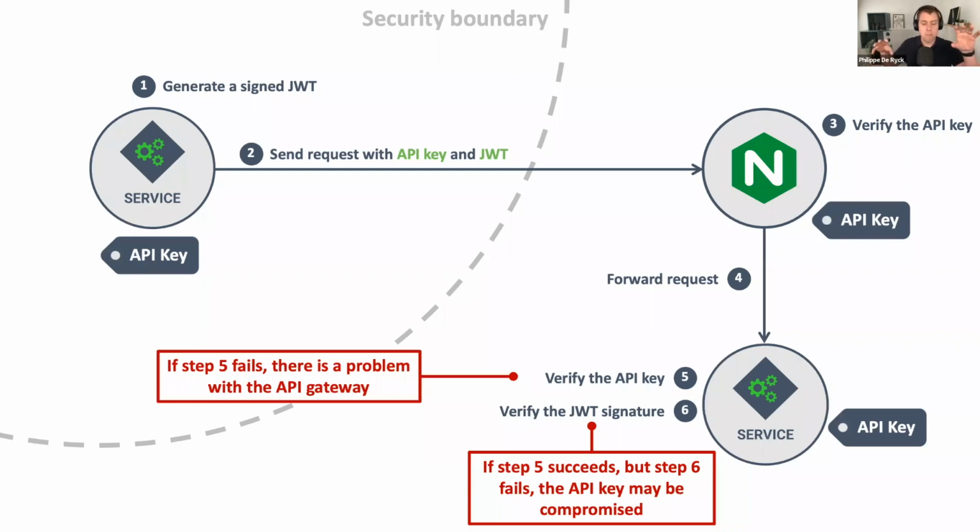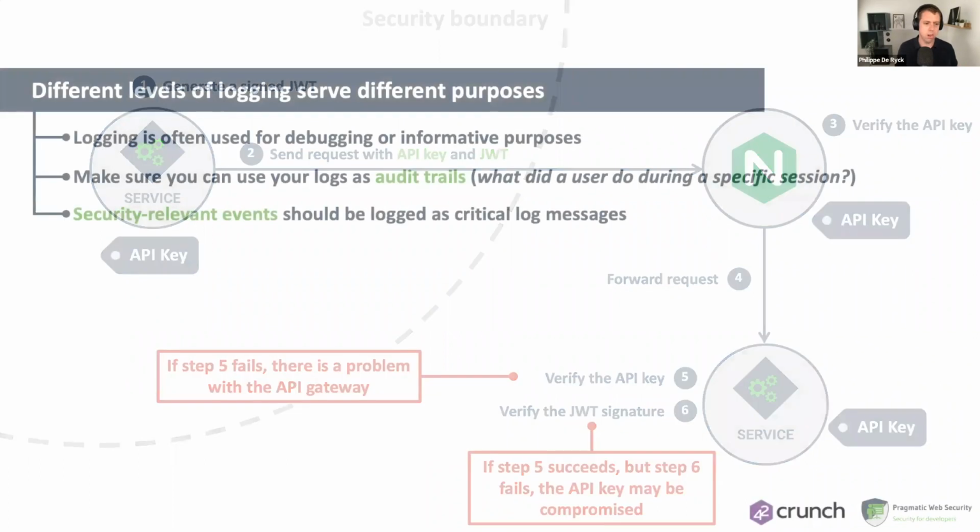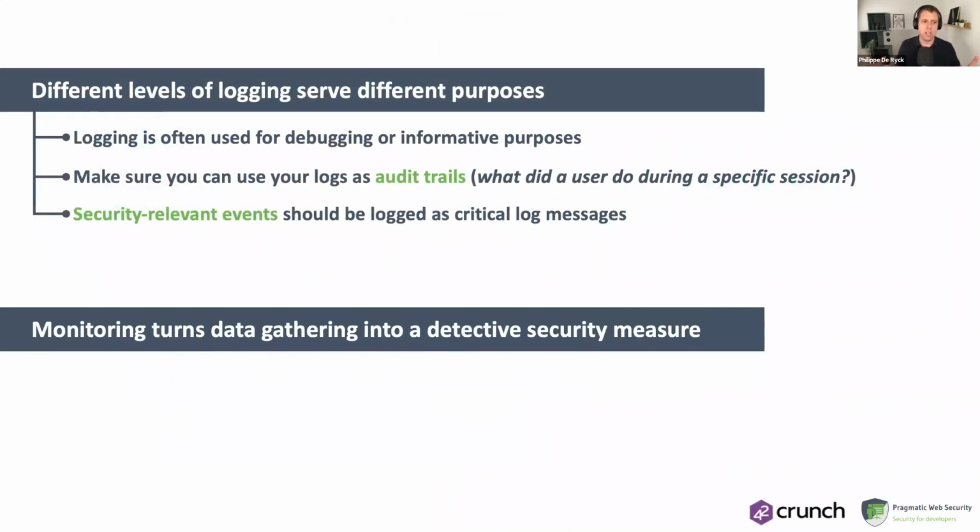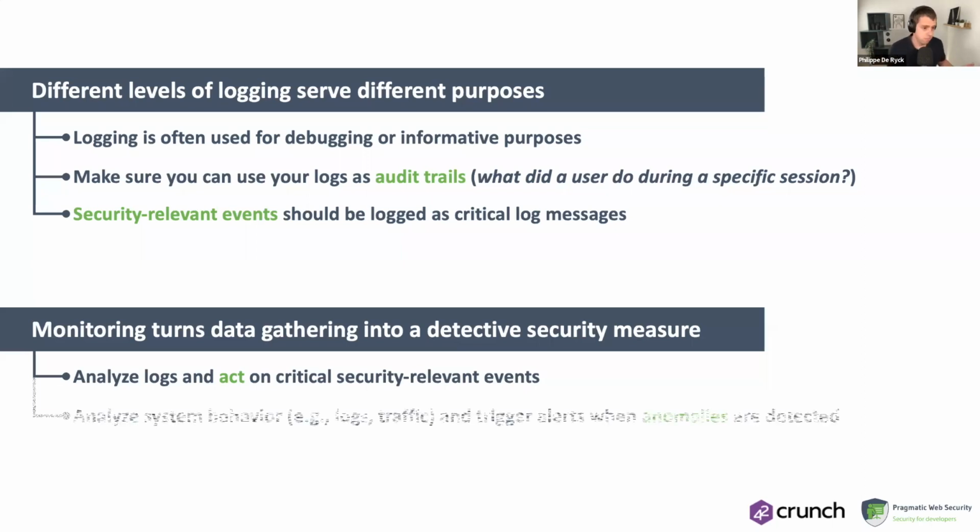Both of these are massive problems that should be logged as critical and followed up on, which brings us nicely into monitoring. Monitoring turns simple data gathering, collecting as much data as you can, well, not as much because we have privacy rules, into a detective security measure. The first thing is obvious: analyze your logs and act on critical security relevant events. Just having them logged as critical, the API key was invalid at the service, doesn't do you much good if nobody follows up on that. The second thing you can do is anomaly detection.